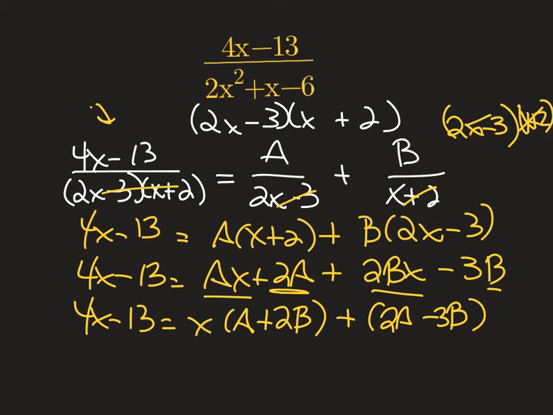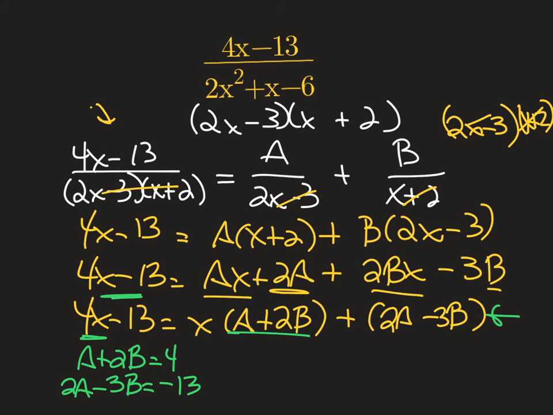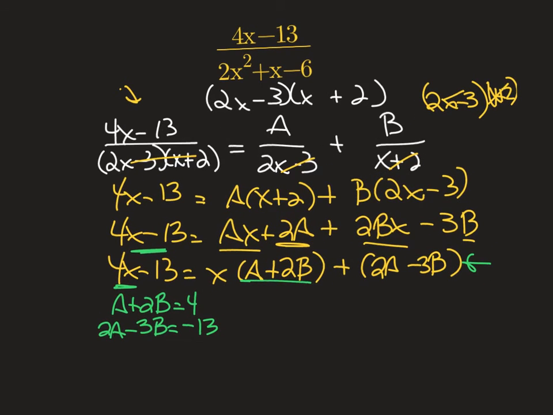There we go. Because I have 4 x's over here, that's got to equal 4. I can have 4 x's on that side also. So I'm going to say a plus 2b equals 4. Because there's a negative 13 right there, that term must be negative 13. Got to have a negative 13 on both sides or it will not be equal. So I'm going to say 2a minus 3b is negative 13. And now I got to do some algebra. I got to solve that system.